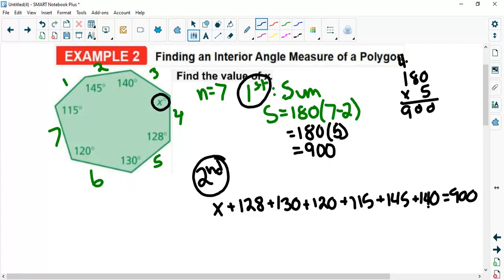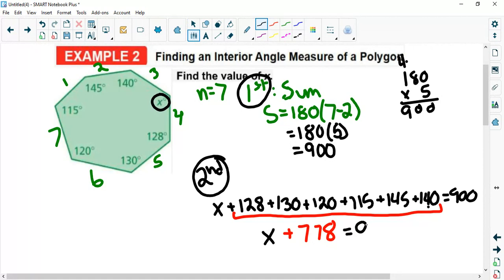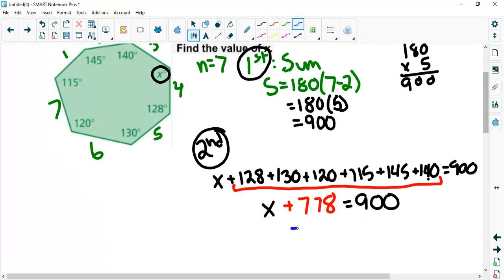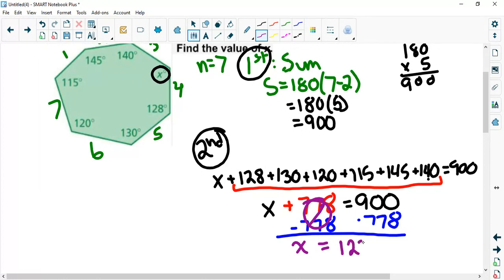So I'm adding them up on my calculator right now. And I find that these 6 angles that I do know all add up to 778. I still have my x equals 900. And to finish it, to solve for x, we'll subtract 778 from both sides of the equation. X is equal to 122 degrees. And that is my missing angle.